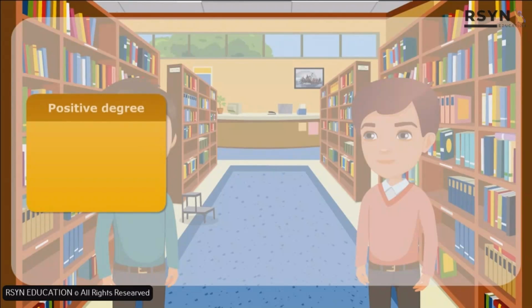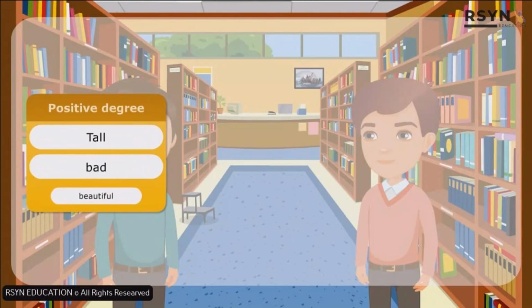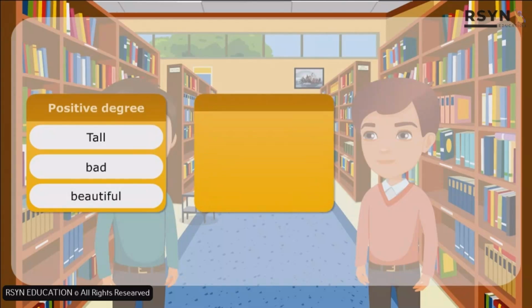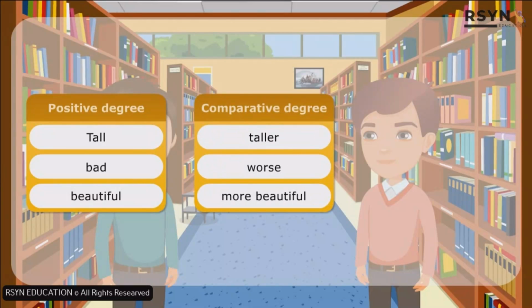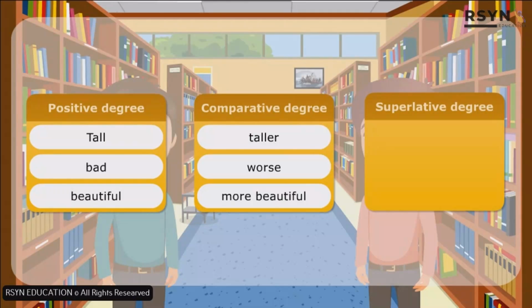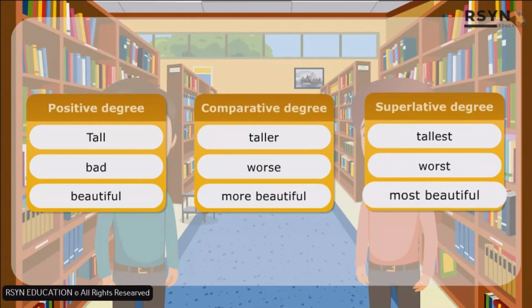Positive degree: tall, bad, beautiful. Comparative degree: taller, worse, more beautiful. Superlative degree: tallest, worst, most beautiful.